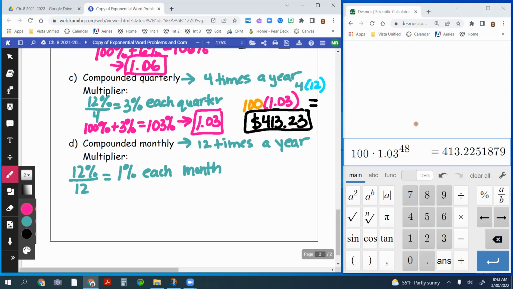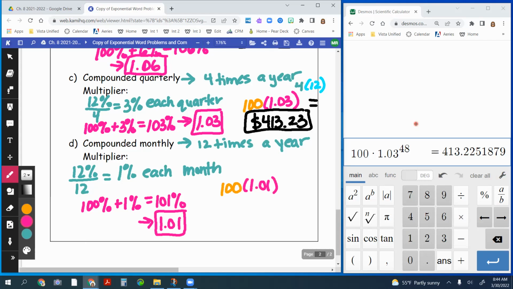So her multiplier is going to be 100% plus 1%, which is 101%, or 1.01. That's going to be her multiplier. So we're going to start with her $100 times 1.01. She's going to get this 12 times a year for 12 years. So that's going to give her 144 times she's going to get the interest.